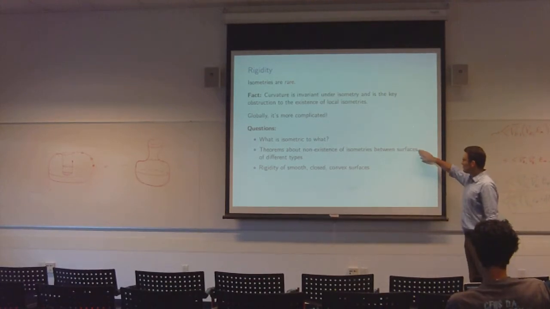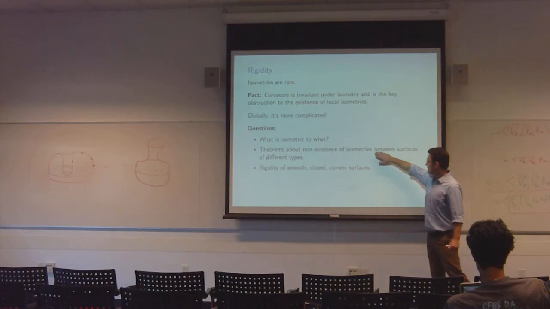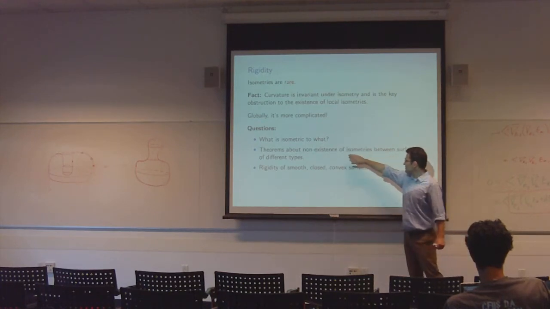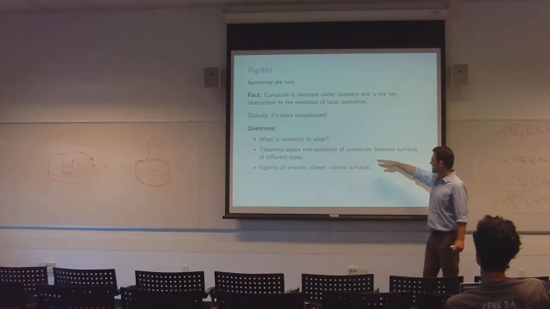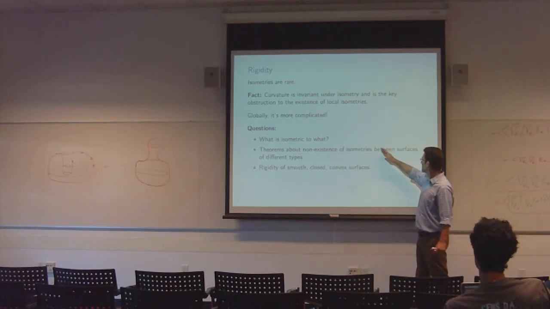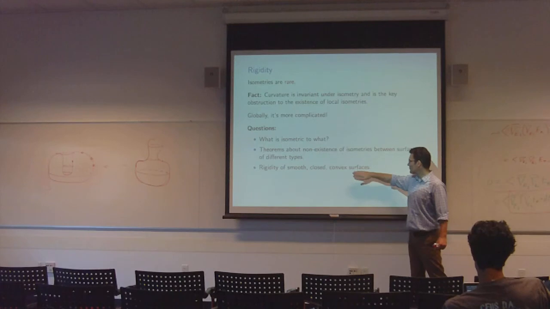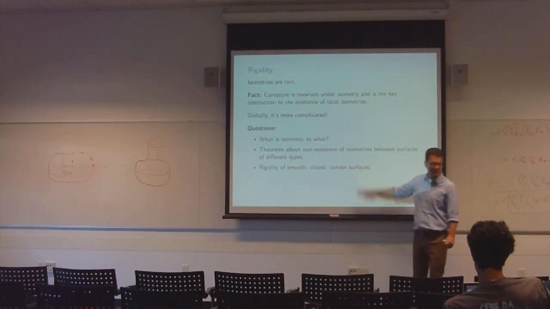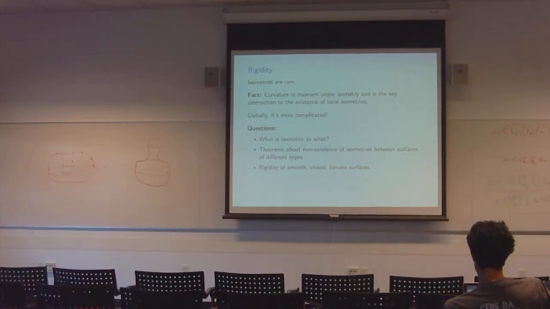So what I didn't get to is a discussion of rigidity theorems, like what's isometric to what, when isometries are non-existent, and so on and so forth. I wanted to give a couple of rigidity theorems, and one of them was the famous Gauss-Bonnet theorem, which I was going to walk through a little bit, but I didn't get a chance to do that. So we'll do that on Monday.